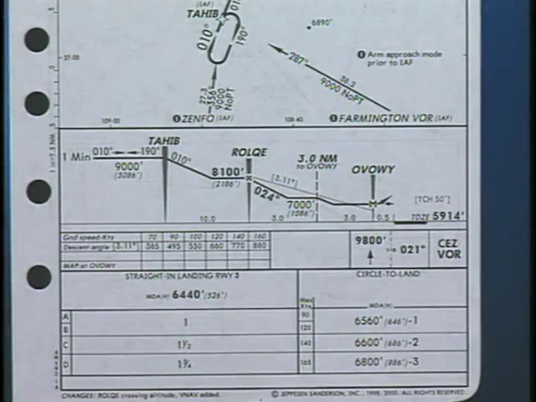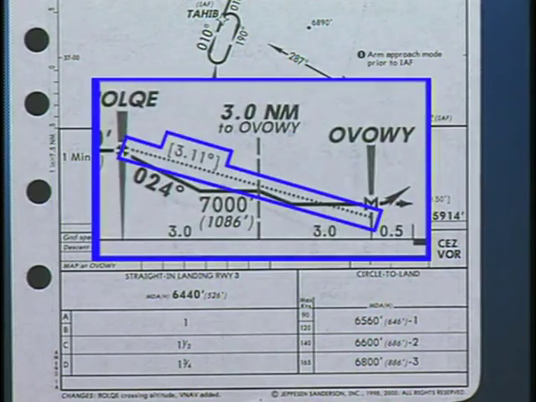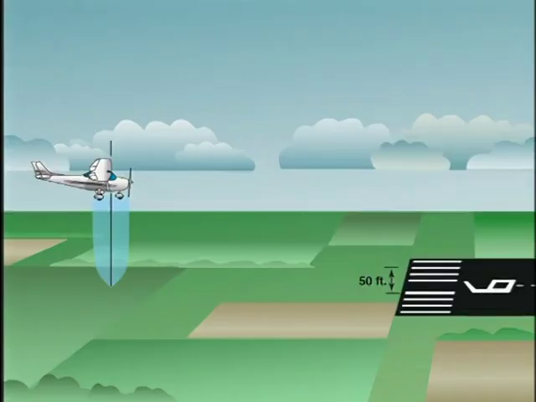Now let's take a look at the different things you may encounter in the profile view of an RNAV chart. To further enhance aircraft operations using RNAV approaches, vertical navigation information is published in the profile view. This symbology represents vertical descent information that is coded into the navigation database. It provides guidance to allow for stabilized, constant rate descents on selected non-precision approaches.